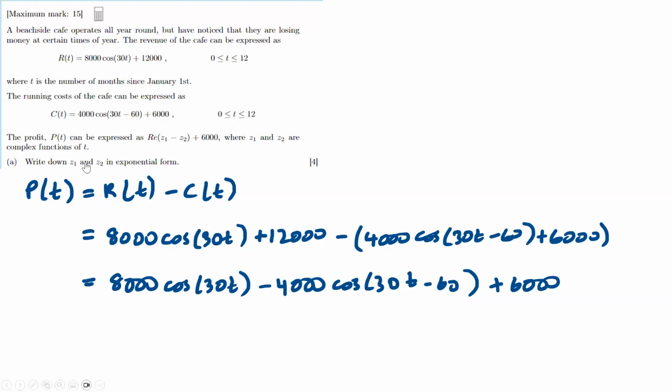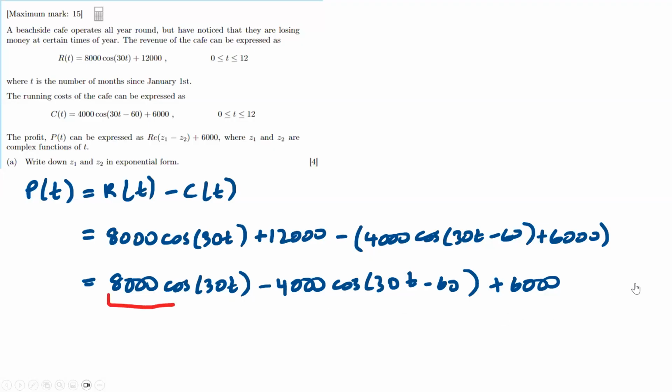Now we could compare this back to what we were given as our profit equation. We could note our profit equation had a plus 6,000. That explains the plus 6,000 we've just found in our expression for P of t. So the real part of Z1 minus Z2 must be the rest of this. This must be the real part of Z1 minus Z2. So we're getting closer to identifying Z1 and Z2.